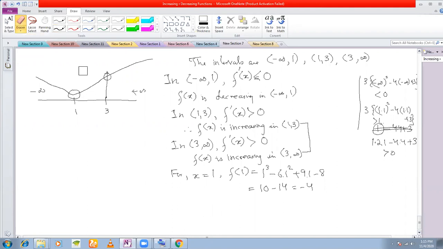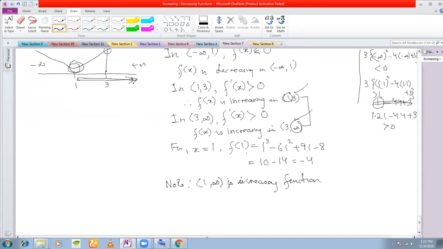Understood? What you must note is that in this interval, 1 to infinity, because see, in 1 to 3 also it is increasing, in 3 to infinity also it is increasing. So between 1 and infinity, in this interval, the function is increasing, right? So therefore, you are getting only one turning point.